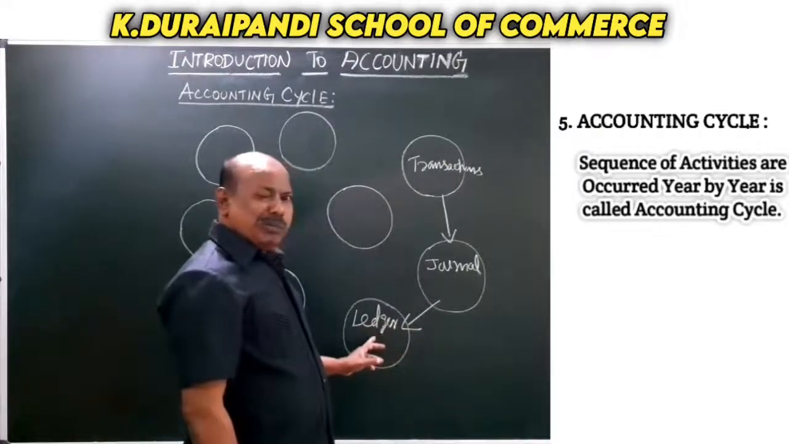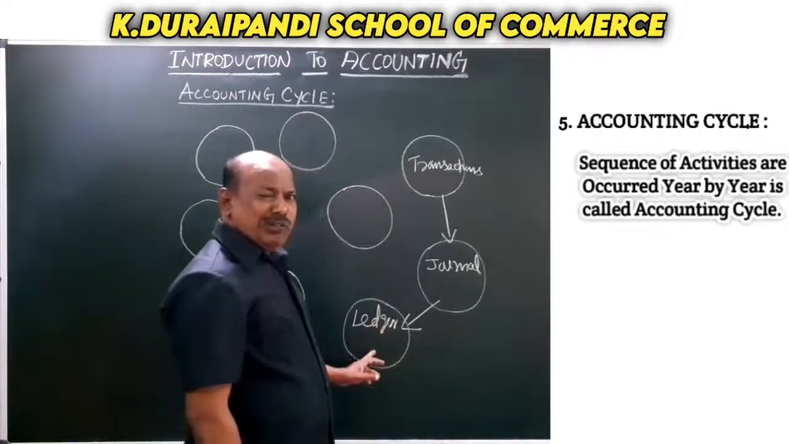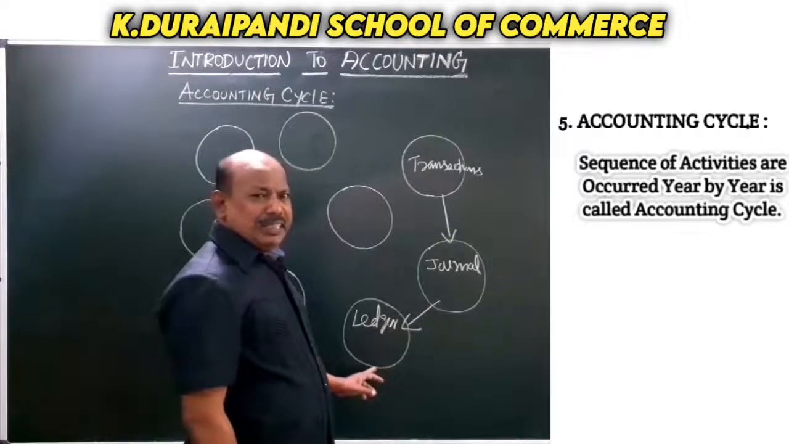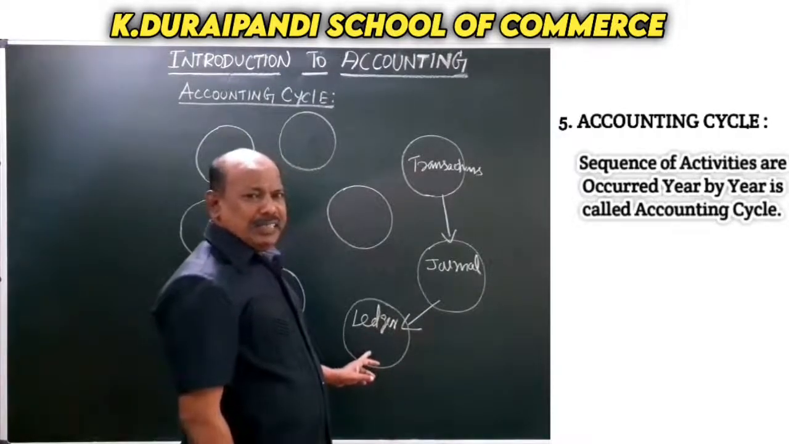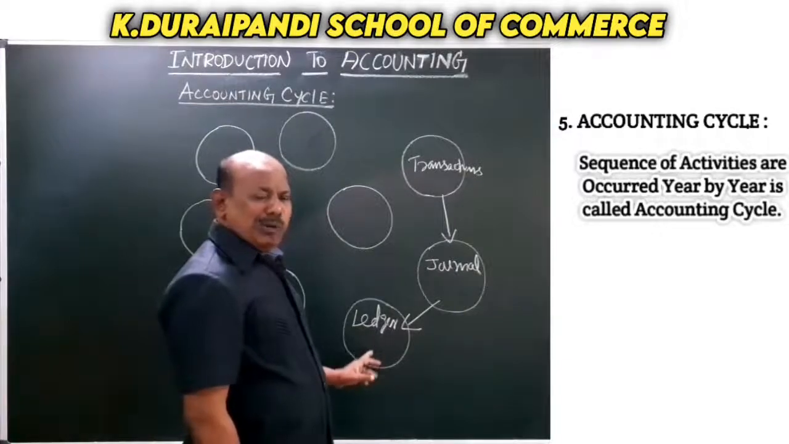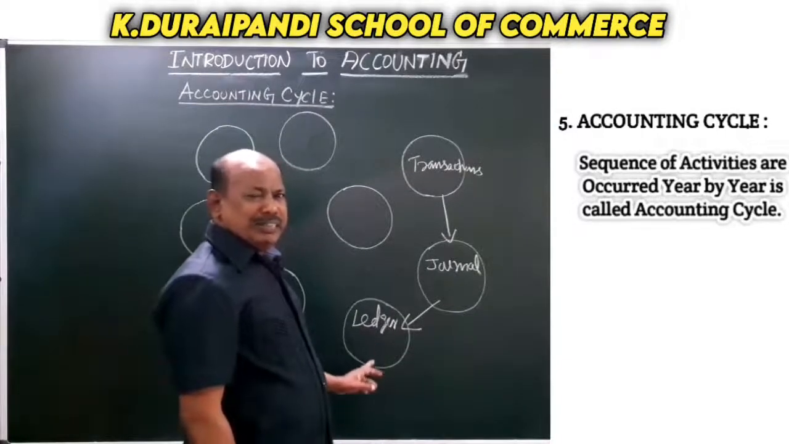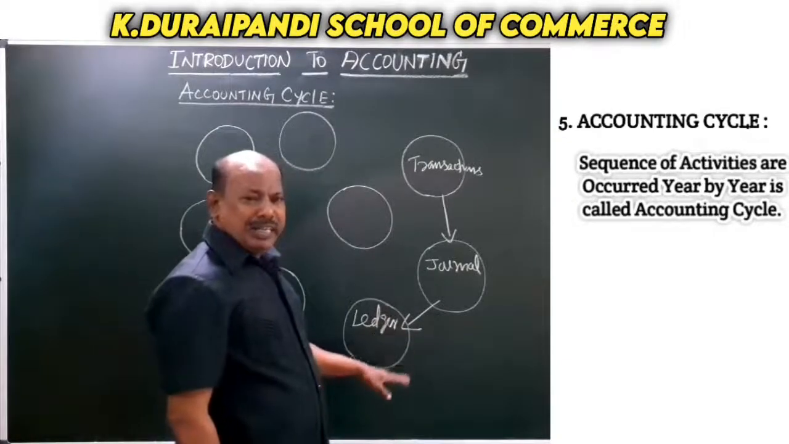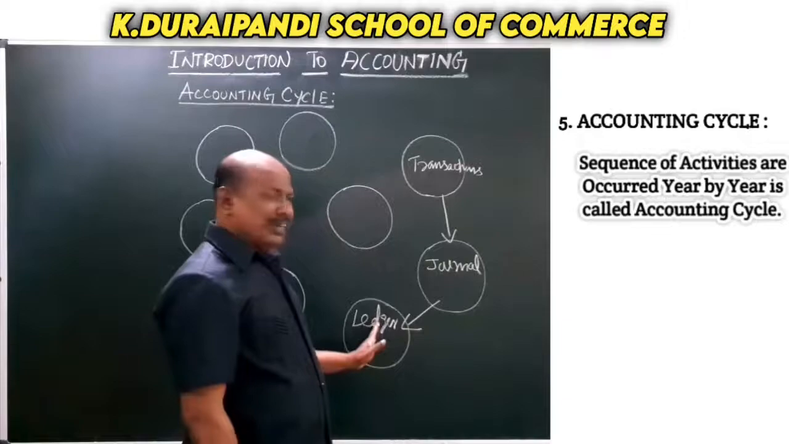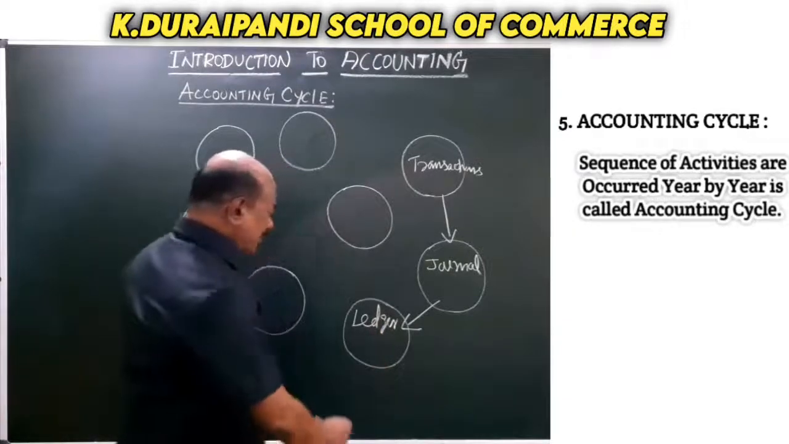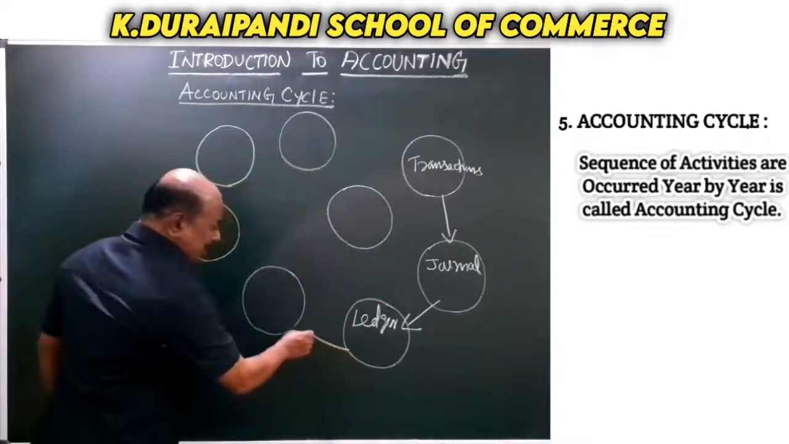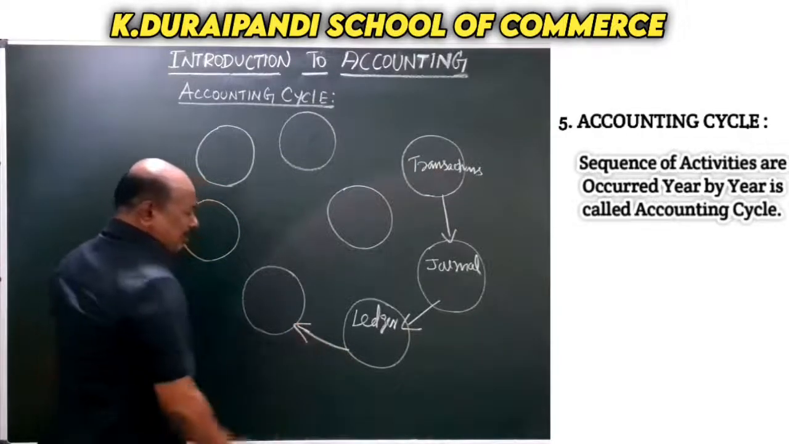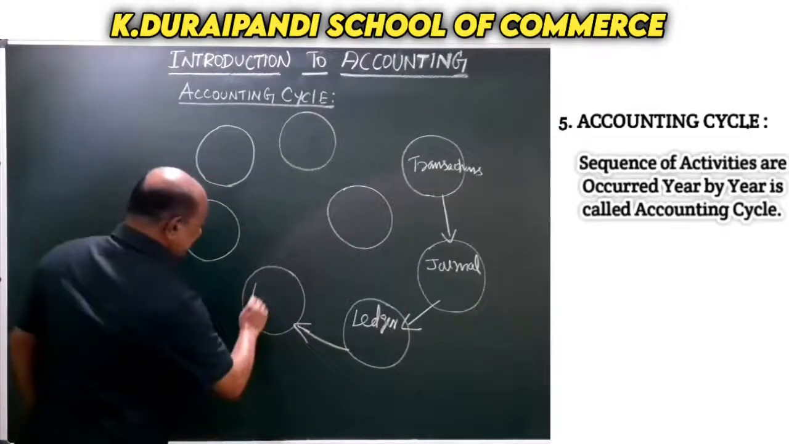After posting is over, we have to find the balancing. So in the ledger we have posting as well as balancing, that is balancing of each account. Every account shows either a debit balance or a credit balance. That is the ledger. After preparation of the ledger, that is balancing the ledger, we prepare a trial balance.